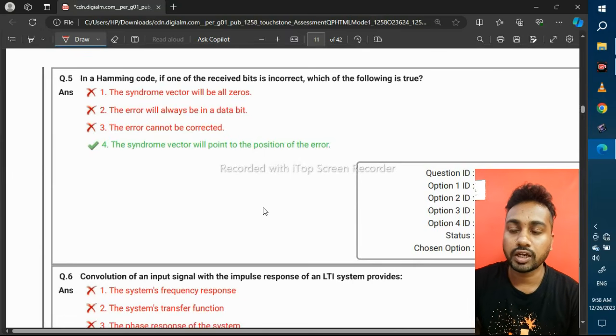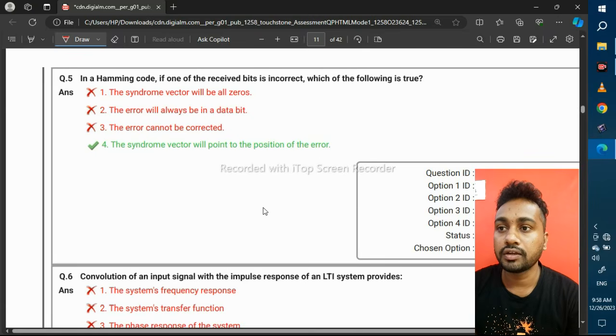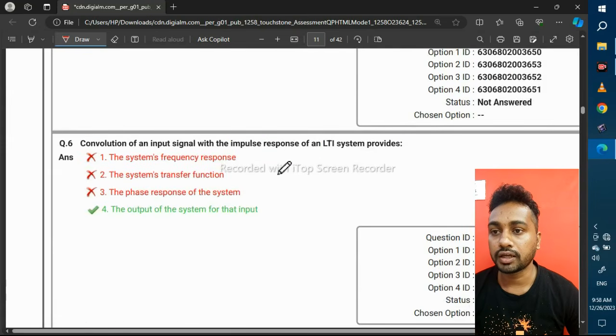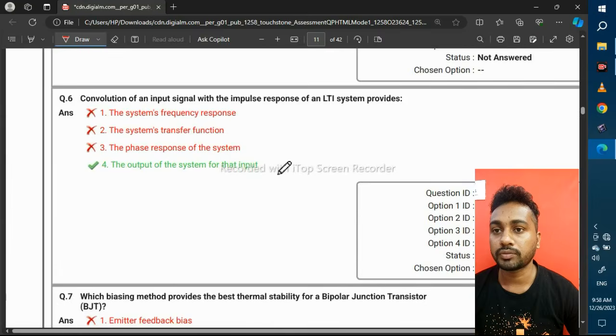I am not explaining that much, because I am just checking which options are right, or whether some options are wrong in some questions. So only for that we will explain the things. Okay, in a Hamming code, if one of the received bits is incorrect, which of the following is true? So option 4 is right. Convolution of an input signal with the impulse response of the LTI system provides the output of the system. This is also correct.